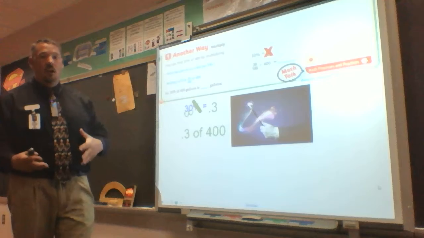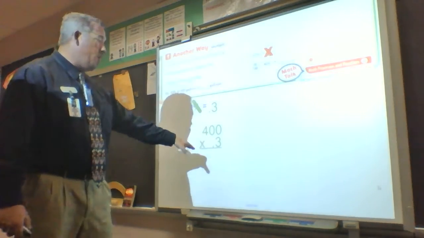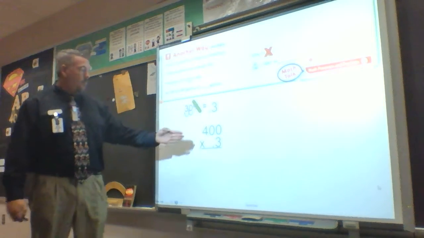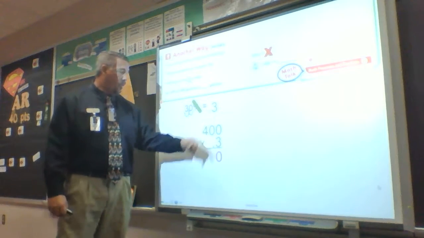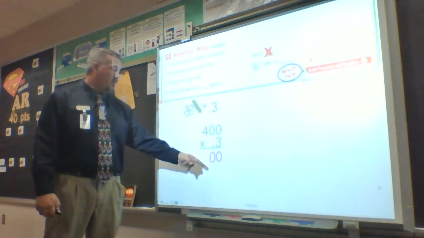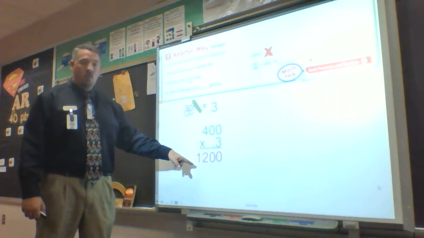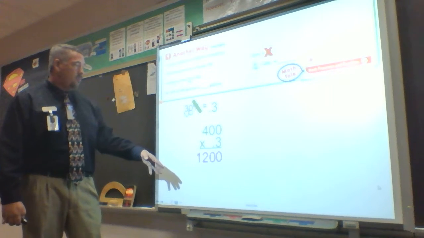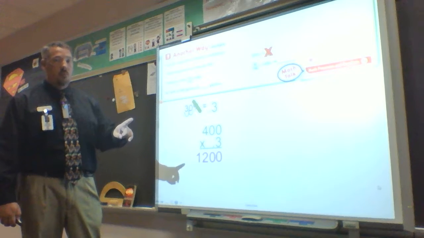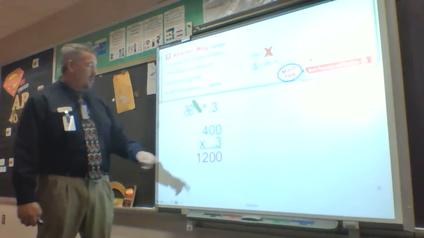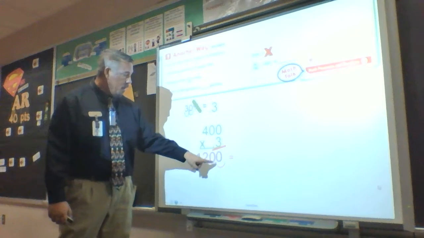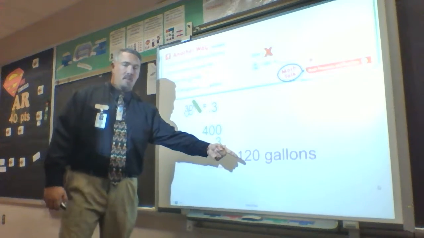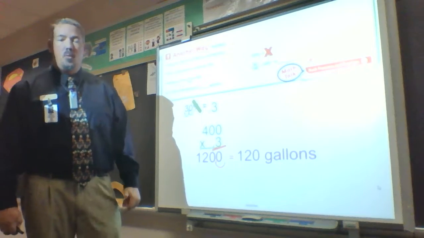So I have to set it up. It becomes 400 over 0.3. And 400 over 0.3 is going to give me, when I multiply, 3 times 0, 3 times 0, 3 times 4, 1,200? No, because in multiplication we count our decimal points, don't we? So I count my decimal points. I have 1 decimal point. I move from right to left 1 time. That once again tells me I have 120 gallons.